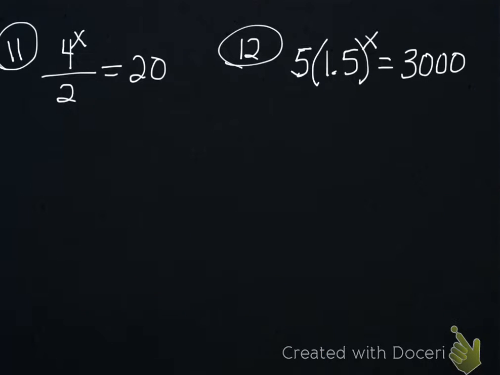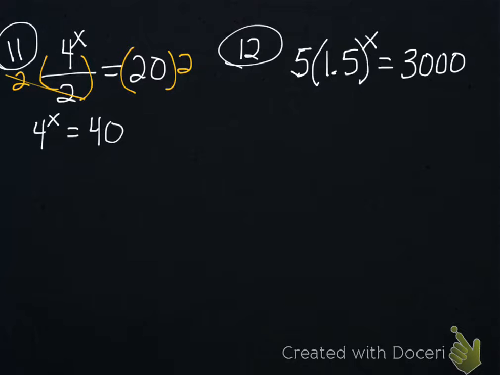Number 11. Is the exponent part by itself? No. So we got to get rid of that 2 in the denominator. If a number is dividing, the opposite is multiply. So I'm going to multiply each side by 2. So I'm left with 4 to the x power on the left. And now 2 times 20 is 40.